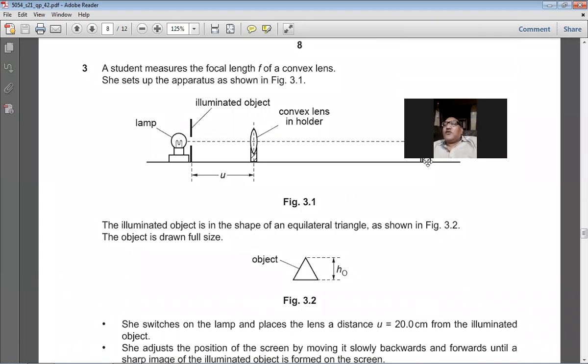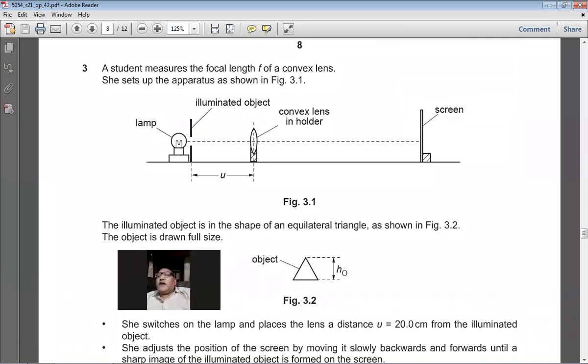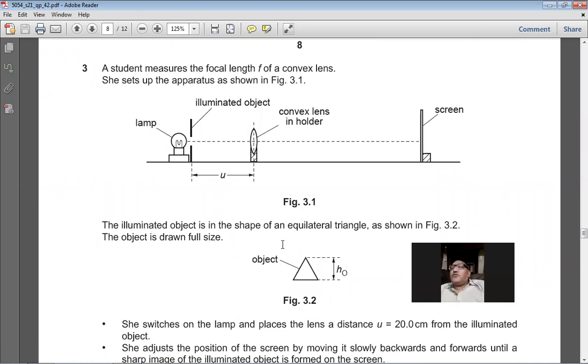Okay. We are coming to question number three. A student measures the focal length of a convex lens. She sets up the apparatus as shown in figure 3.1. So here you can see we have a convex lens. Here we have a lamp. Here we have an object. Here we have a hole in the object. And here we have a screen. The image of this hole will be formed here.